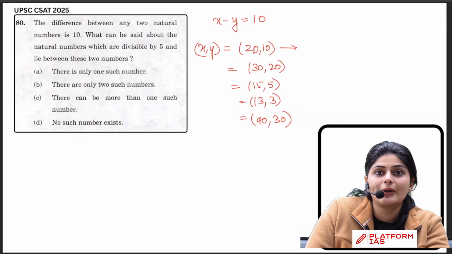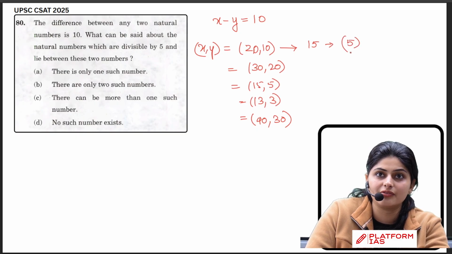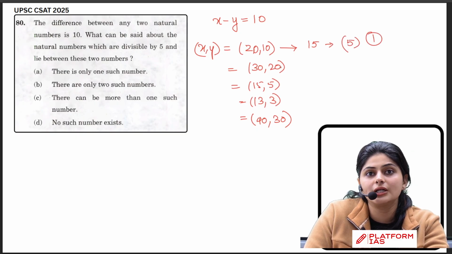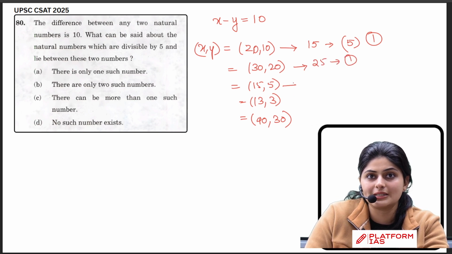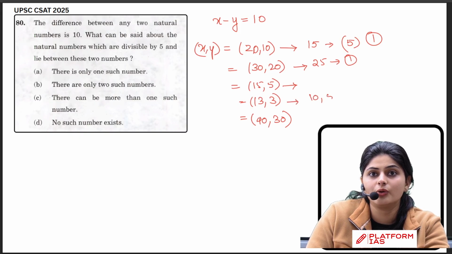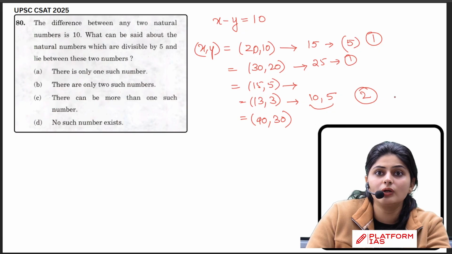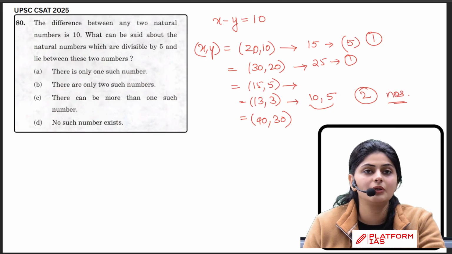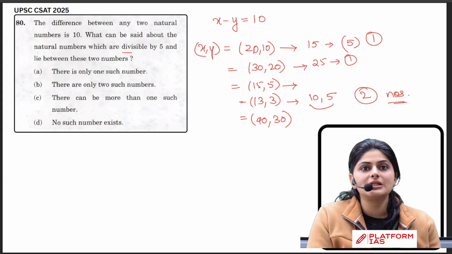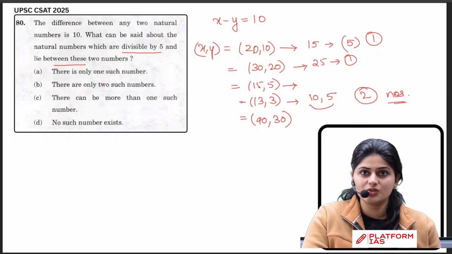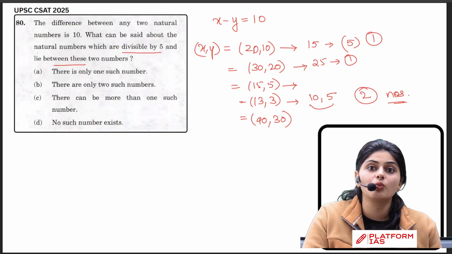Now, between 20 and 10, you have 15, which is divisible by 5. Only one number is there. For 30 and 20, you have 25. Again, only one number. Same is the case here. But when you look at 13 and 3, you have 10 and you have 5. So you have two numbers divisible by 5. The question is asking what can be said about the natural numbers which are divisible by 5 and lie between these numbers. So for most of the cases it is 1, but there are cases where it is more than 1, that is 2.